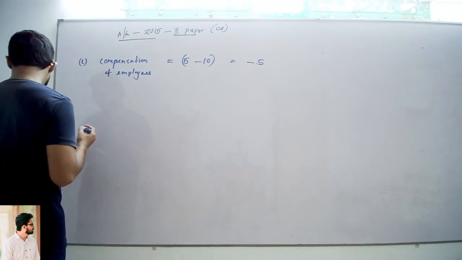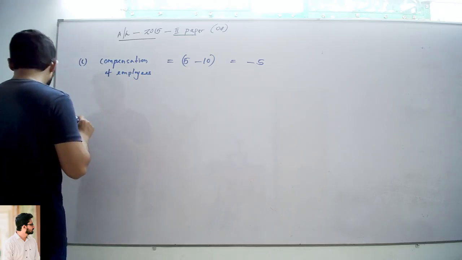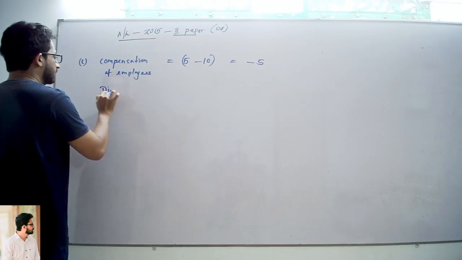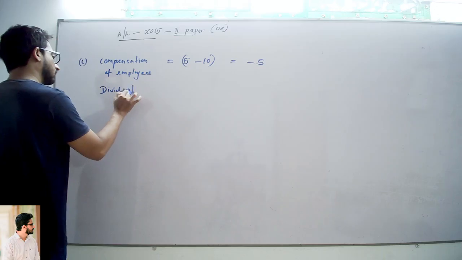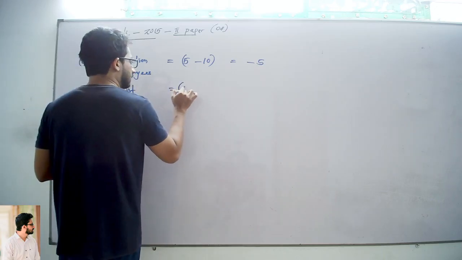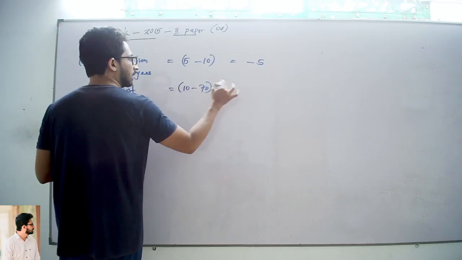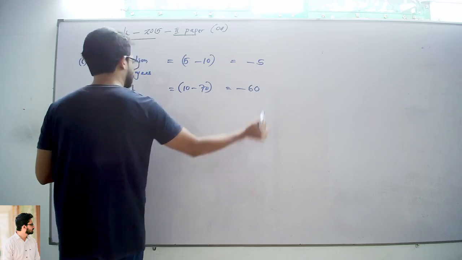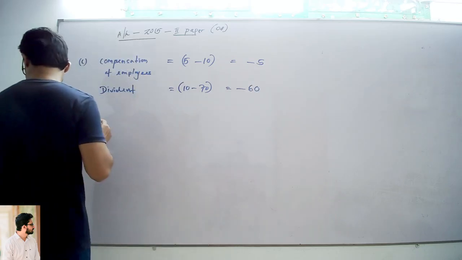Compensation of employees. Then put the dividend. How much? 10 minus 70. How much is the value? Minus 60. Dividend.